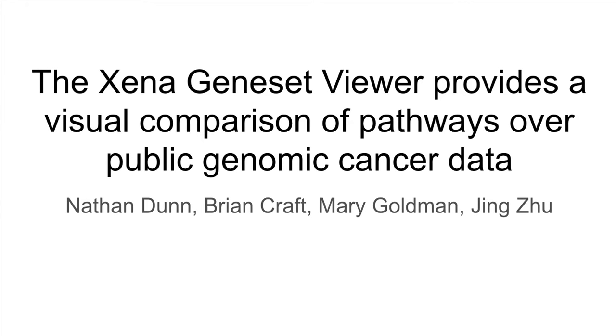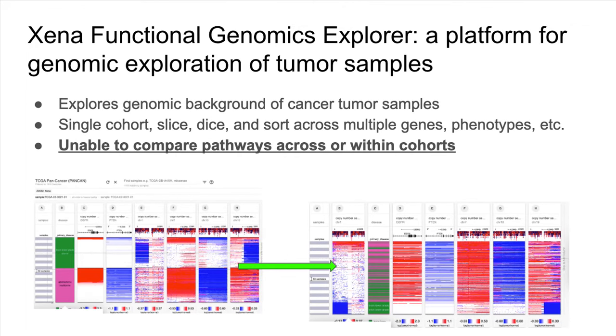I'm talking to you about the Xena Geneset Viewer, which provides a visual comparison of pathways over public genomic cancer sample data. First of all, all this work is based on the Xena Functional Genomics Explorer, which is a platform for genomic exploration of tumor samples. It allows you to explore the background of cancer tumor samples, looking at various genes and copy number mutations, phenotypes, gene expression, anything you can load up into a TSV file.